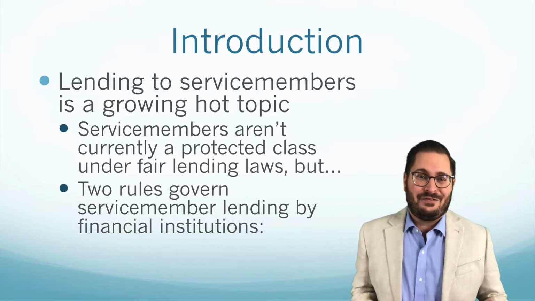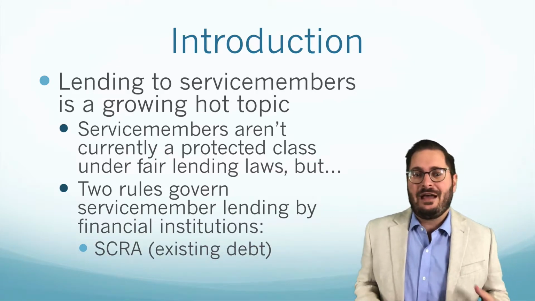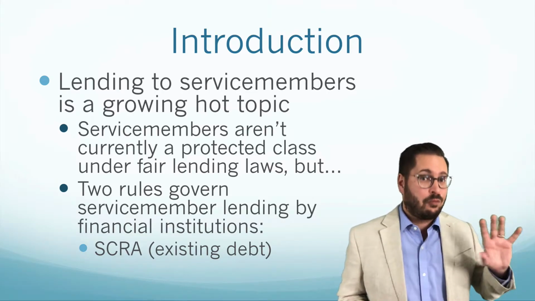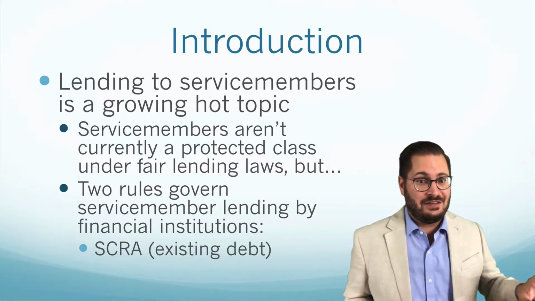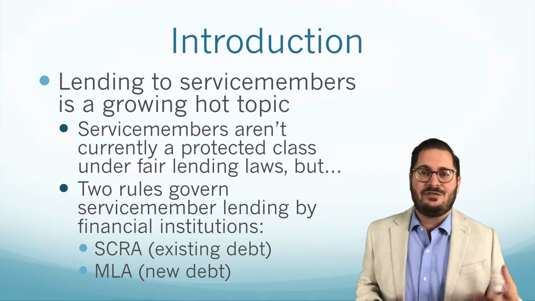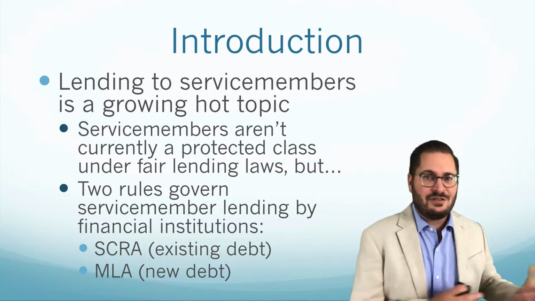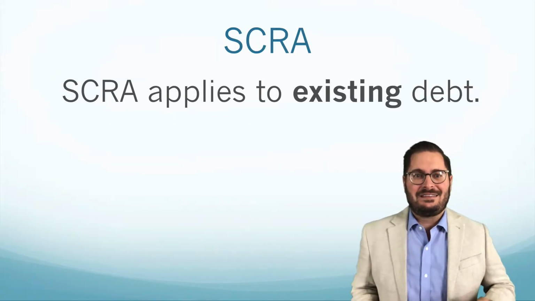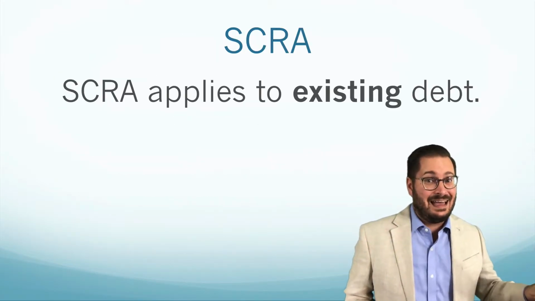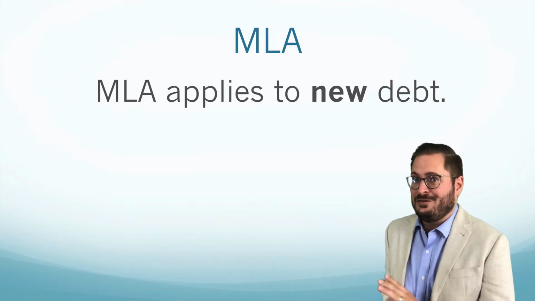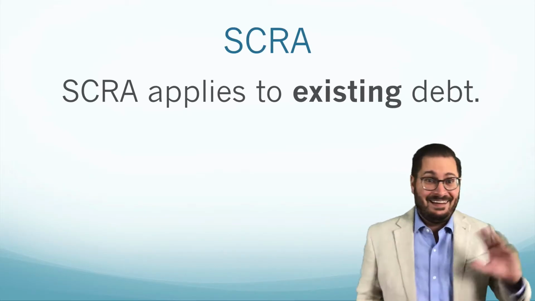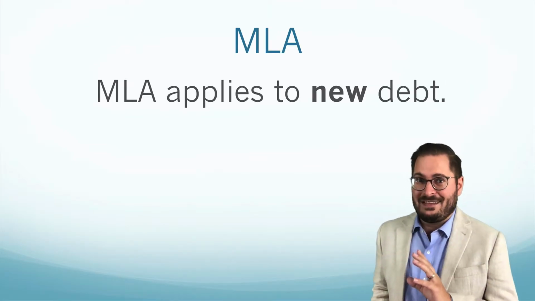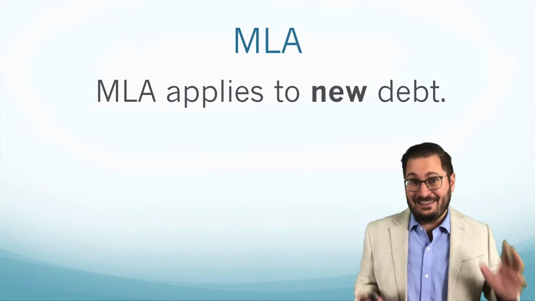Well, the main differences are this. SCRA deals with existing debt that the service member had prior to going into active duty service, and the Military Lending Act deals with new debt while a service member is in active duty status. So that's the key here: SCRA applies to existing debt while MLA applies to new debt. What was that? Existing debt applies to SCRA and new debt applies to MLA. I cannot reiterate this enough.